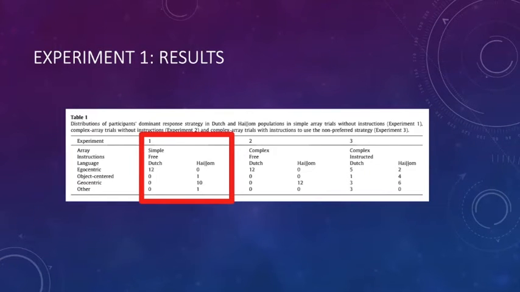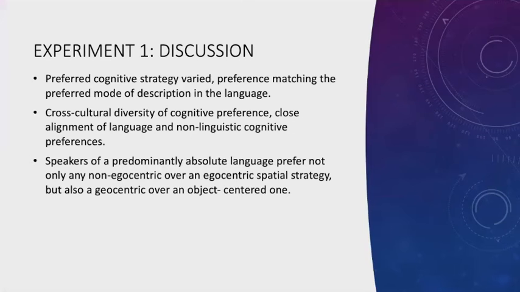11 Hai||om participants gave at least 4 of 5 geocentric responses, while only 1 gave dominantly object-centered responses and none responded egocentrically even once. 1 Hai||om participant responded geocentrically 3 times and object-centered twice. In contrast, all Dutch participants responded 4 or more times egocentrically.